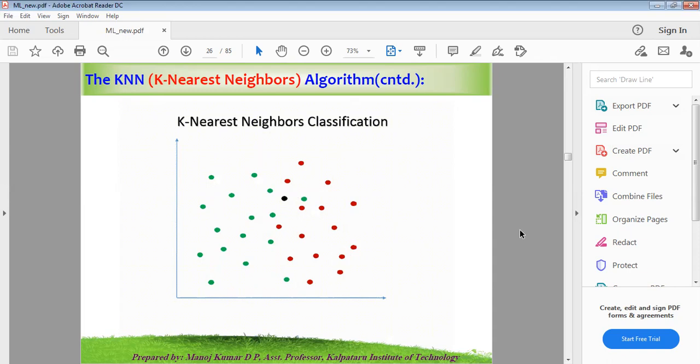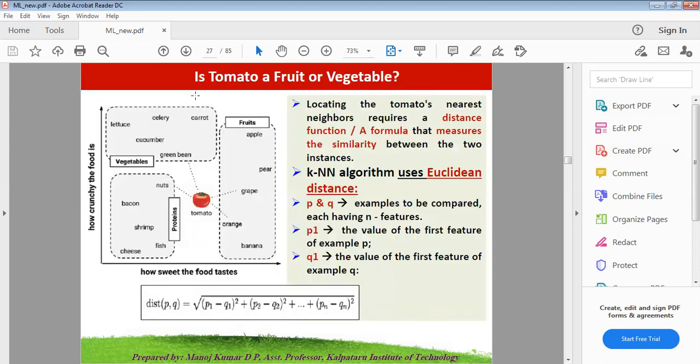So how do we find the nearest neighbors? Now come to this particular example: is a tomato a fruit or a vegetable? I have taken three baskets here, and this is the unlabeled one. You have various labeled data: vegetables X1, proteins X2, fruits X3. Now you have to tell whether the unlabeled variable, tomato, should be placed in proteins, vegetables, or fruits.